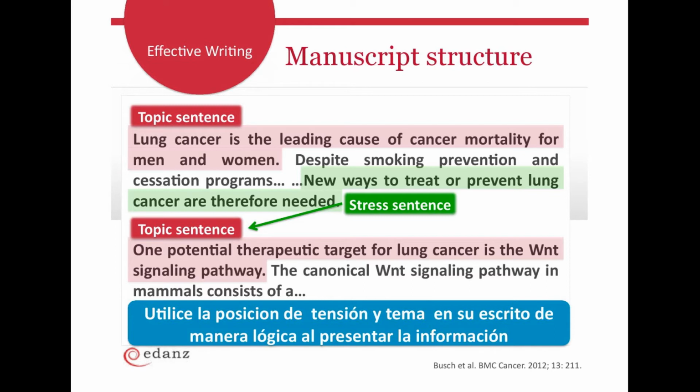So you can use the stress position and topic position to help you logically link your ideas, both within your paragraph as well as throughout your manuscript.